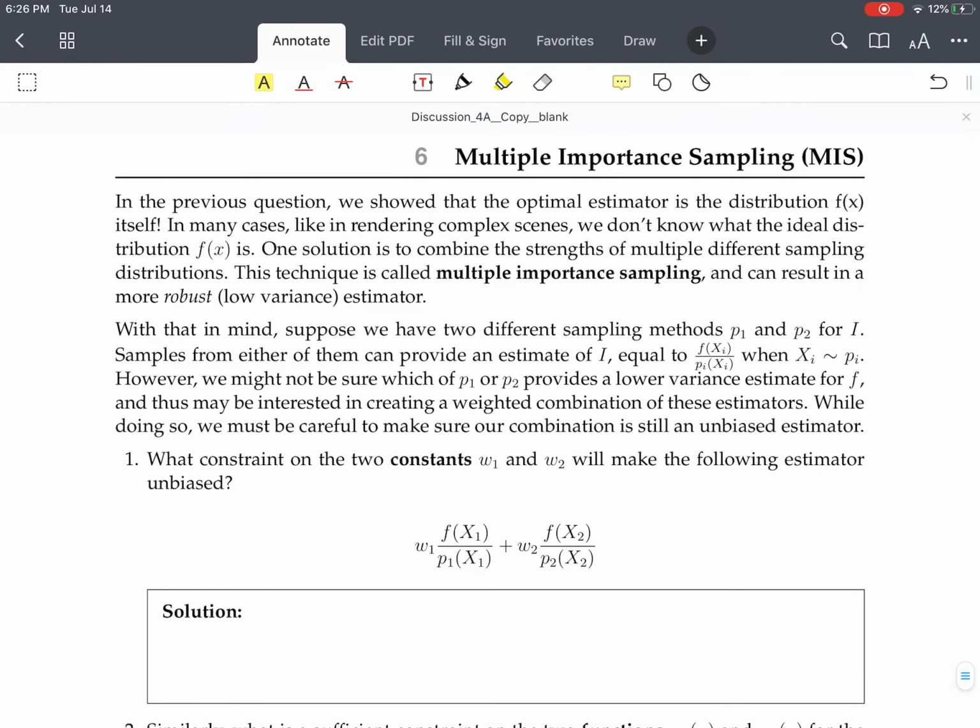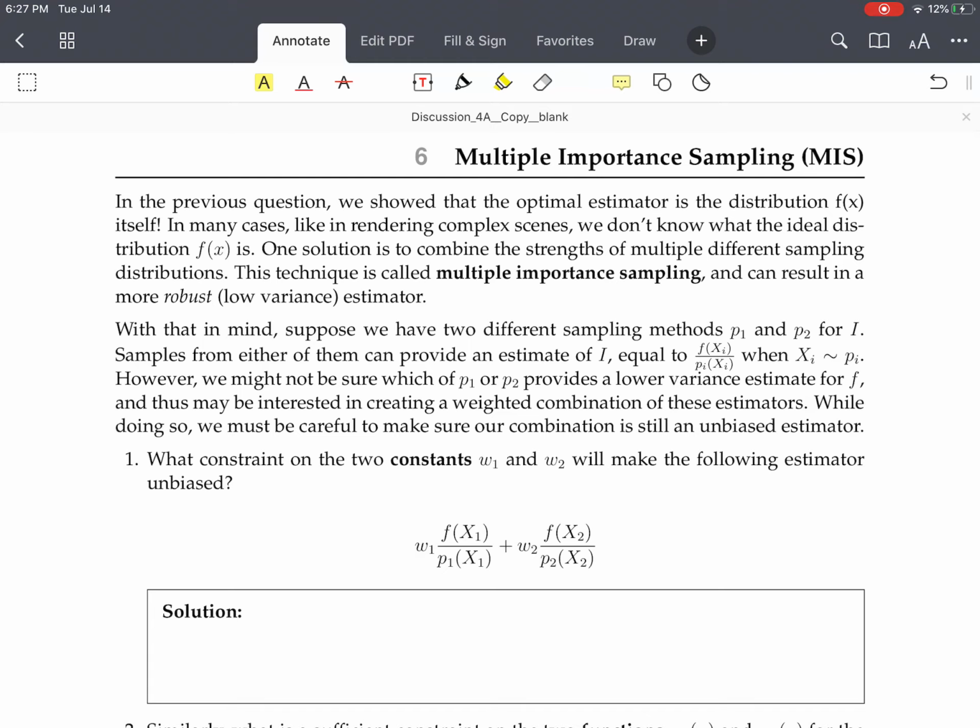So coming back here, that's what we found in the previous question, and in many cases, we don't know what that ideal distribution f of x is. So one solution is to combine the strengths of multiple different sampling distributions. This technique is called multiple importance sampling and can result in a pretty robust and low variance estimator.